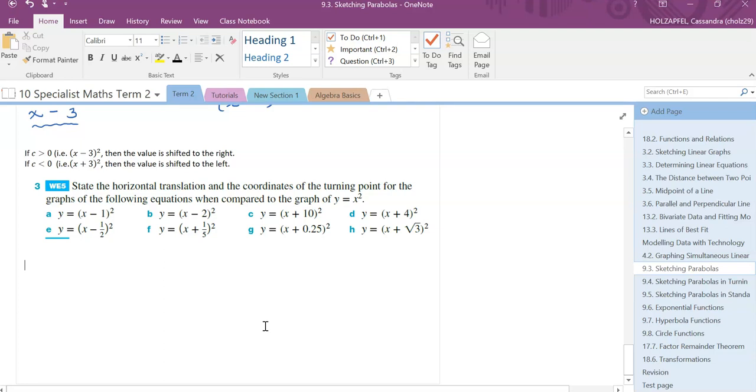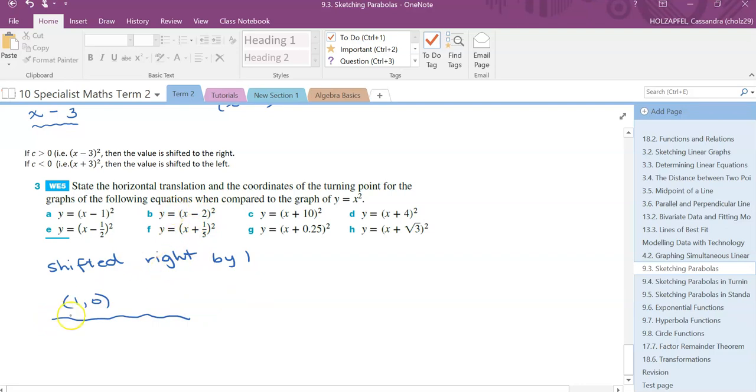Okay, so the first one, y is equal to (x minus 1) squared. Like we said before, if it's x minus 1, then it's been shifted to the right. So shifted right by 1. And then the new turning point is going to be at (1, 0). Okay, so for B, it's going to be shifted to the right, I'm just going to write R by 2. And the new turning point is going to be (2, 0).